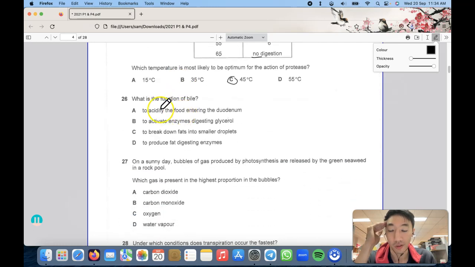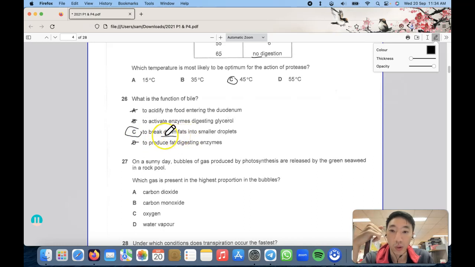Okay, what's the function of bile? It's not to acidify food. It's not to activate enzymes. Does it break down fats into smaller droplets? To produce fat digested, this is definitely wrong. So answer is C, but a little bit strange because the word to use should actually be break up fats.